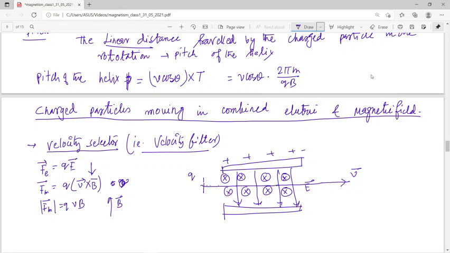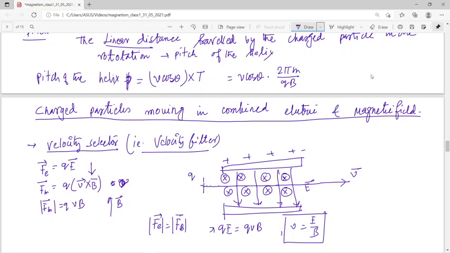The values of the electric field and the magnetic field are so selected that the electric force and the magnetic force become equal and opposite. That means the magnitude of the electric force equals the magnetic force. So qE equals qvB, or v is nothing but E by B.